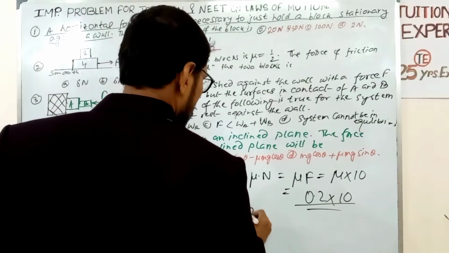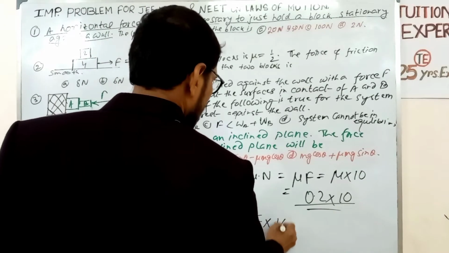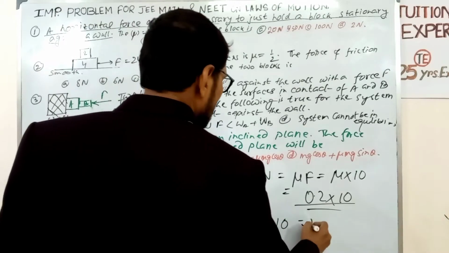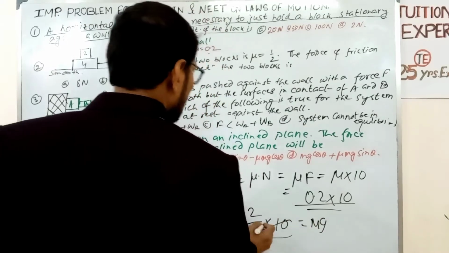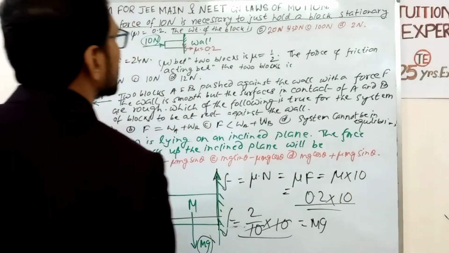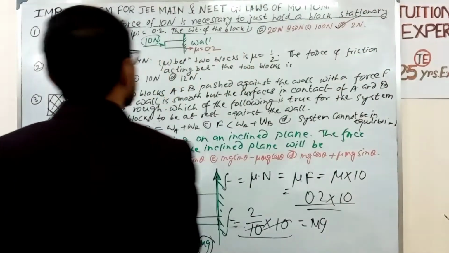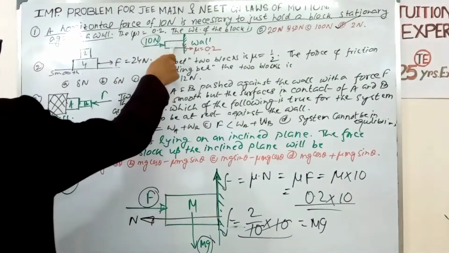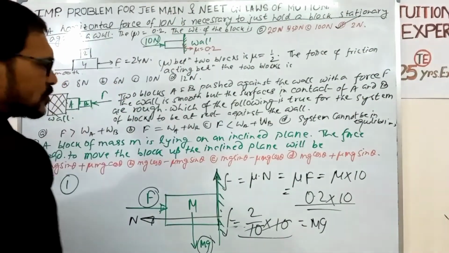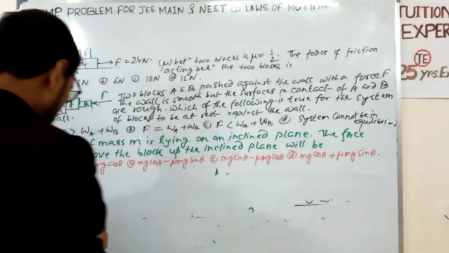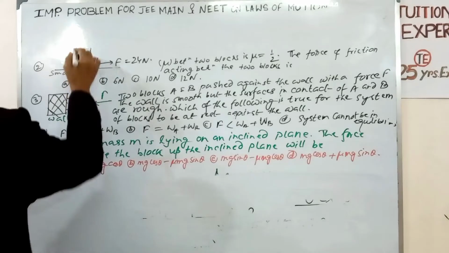So friction force equals weight of the block. So weight equals what? Weight equals 2 Newton. The weight of the block is 2 Newton. Simple question: weight equals friction force. So now the next question, the second question, very important, very conceptual.